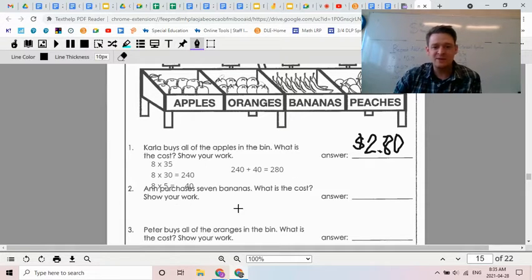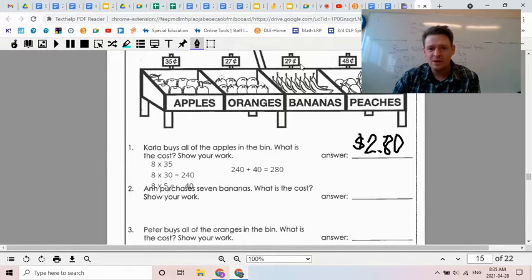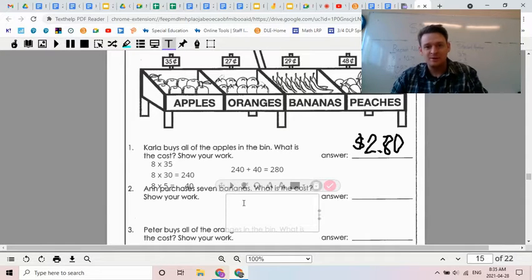Okay. If Anne purchases 7 bananas, what is the cost? Okay, we don't need to count the bananas. We just need to know how much they cost. Just scroll. Oh, there we go. So bananas cost 29 cents, and she's going to purchase 7 of them. All right. So for this one, why don't we do the standard algorithm? So we have 29 cents on top, and we're going to multiply it by 7 to get our answer.